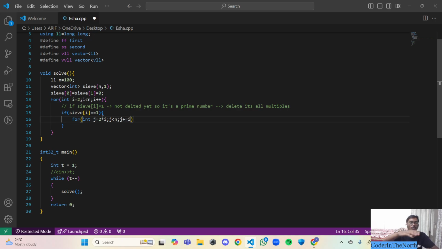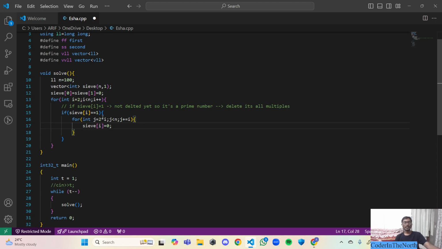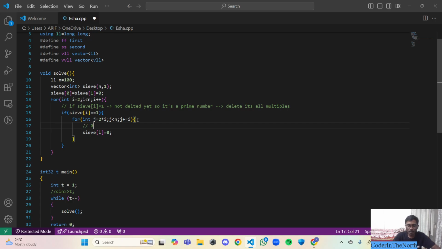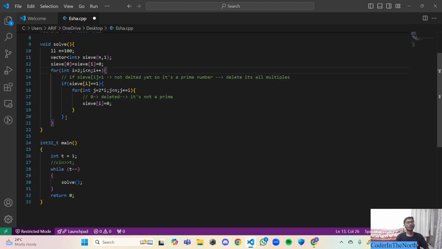Like 2, after 2 plus 2 is 4, 4 plus 2 is 6. Okay, and what we'll do, we'll assign sieve of j equal to 0. Like, we're considering that we deleted it. 0, what does 0 mean? 0 means deleted, which represents it's not a prime.